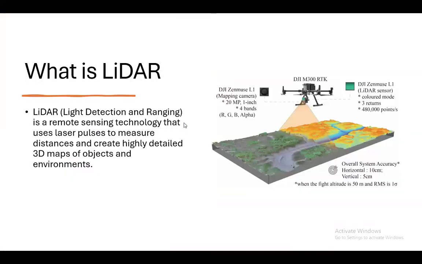So what is LiDAR? All of us know the abbreviation. LiDAR is light detection and ranging. This is the abbreviation for LiDAR, and within this abbreviation, it is actually kind of self-explanatory. Light detection and ranging.